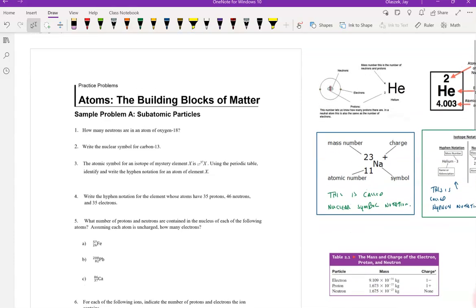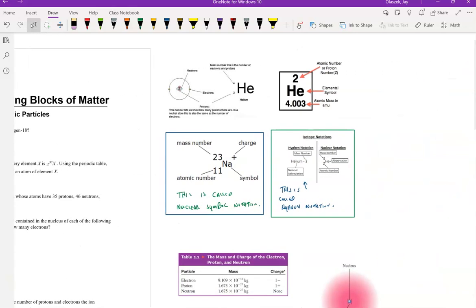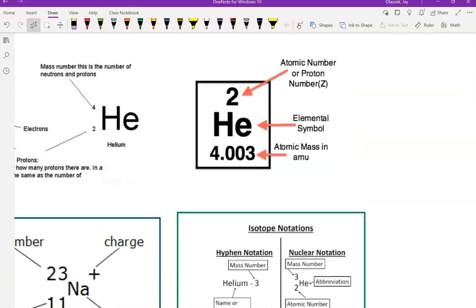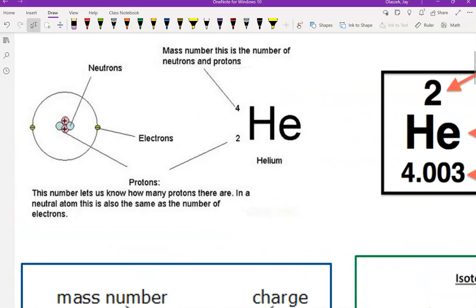Okay, so we're looking at the basics of atomic structure. Let's remember that we have two numbers that we want to be paying attention to for each element. Those are the atomic number and the atomic mass. You see them here. Atomic number is the number of protons in the nucleus, and it determines the identity of the element. The atomic mass is the sum of protons and neutrons.